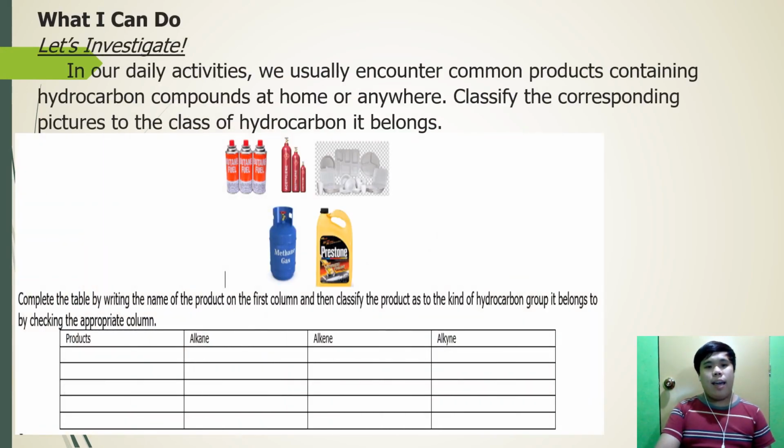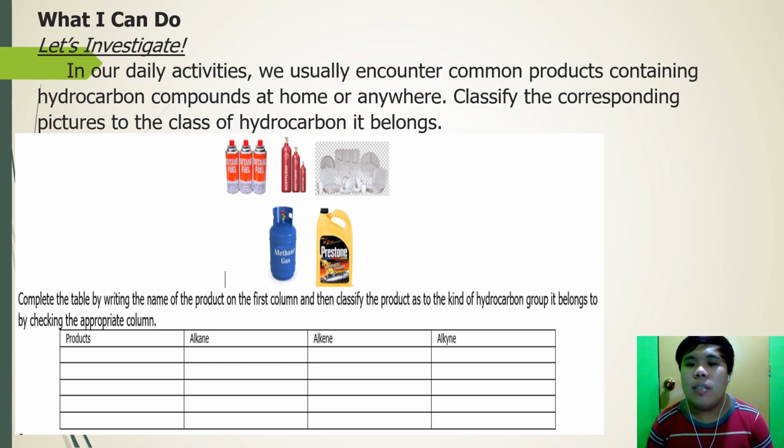Then we have the last slide. Let's investigate what I can do. In our daily activities, we usually encounter common products containing hydrocarbon compounds at home or anywhere. Classify the corresponding pictures to the class of hydrocarbon it belongs. So we have there the pictures. So di man siguro ninyo klaro, so I'll just give the product name and then you have to determine if it is an alkane, alkene, or alkyne.